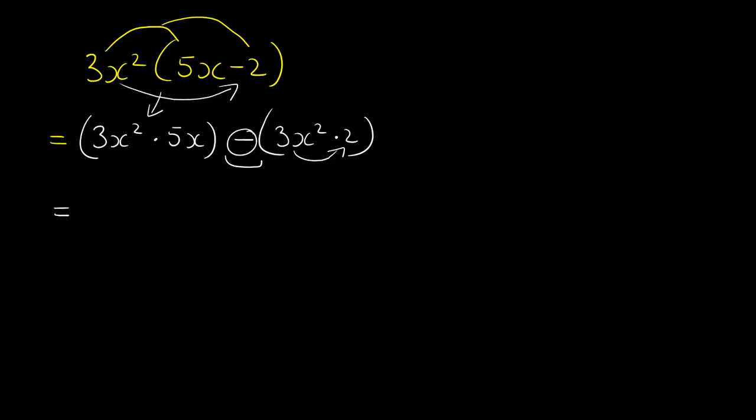And now we can solve it. We have 3 times 5, that is 15, and x squared times x, that is x cubed. Remember, when two variables multiply with each other, we simply add their powers of the exponents together and we get x to the power of 3 or x cubed. And now the next term is 3x squared times 2. 3 times 2 is 6 and x squared simply. And that is our answer for this one.